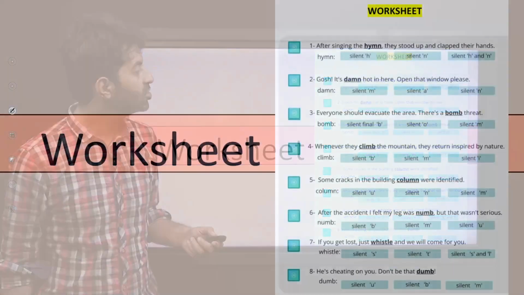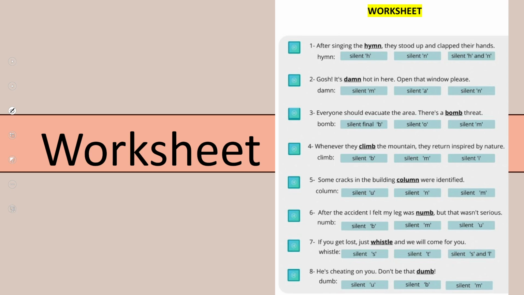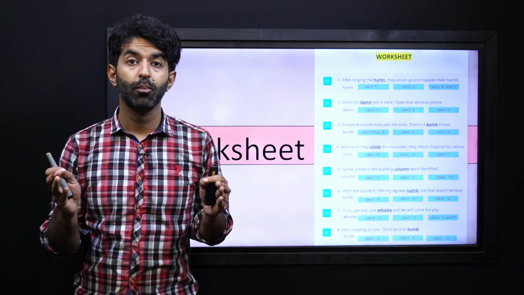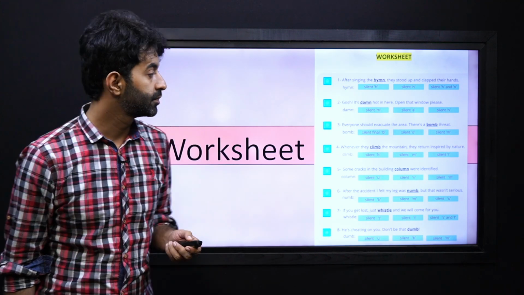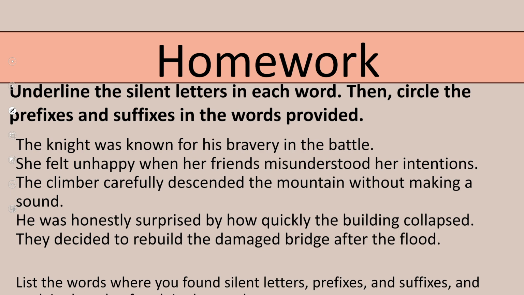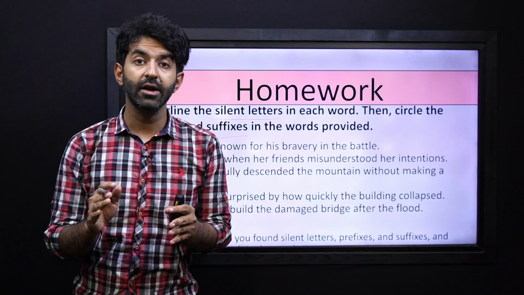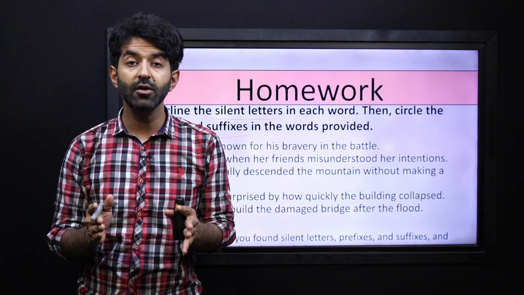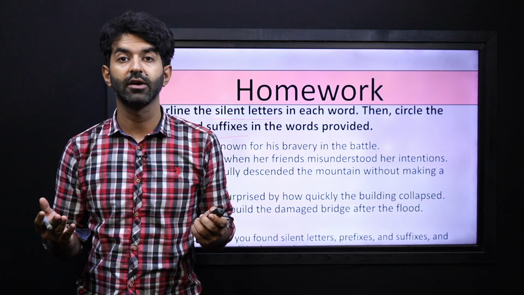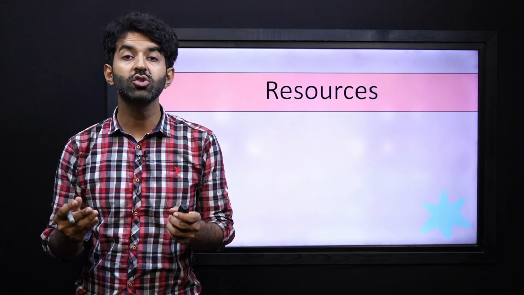Now, this is your worksheet where you have to go through the sentences and point out the silent letters. Okay, for the homework, you have to read this, underline the silent letters in each word, then circle the prefixes and suffixes in the words provided. First read this and then highlight the words with silent letters and words with prefixes and suffixes, so that your knowledge is tested.